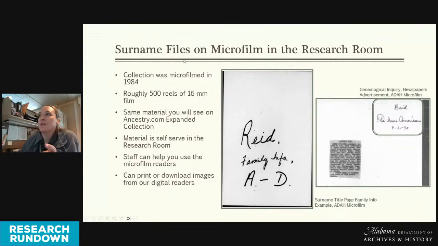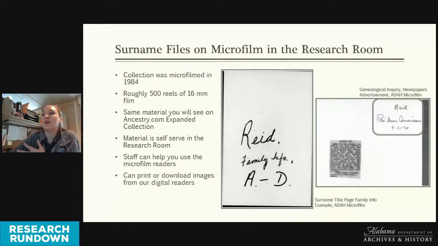So now we're going to talk about the surname files on microfilm in the research room. A lot of this is going to be some of the same information. It's going to look very familiar because it's the same as that Ancestry database. This collection was microfilmed in 1984. There are roughly 500 reels of 16 millimeter film, so it's a pretty big collection. It's quite large. It's the exact same material that you'll see on the Ancestry.com expanded collection.